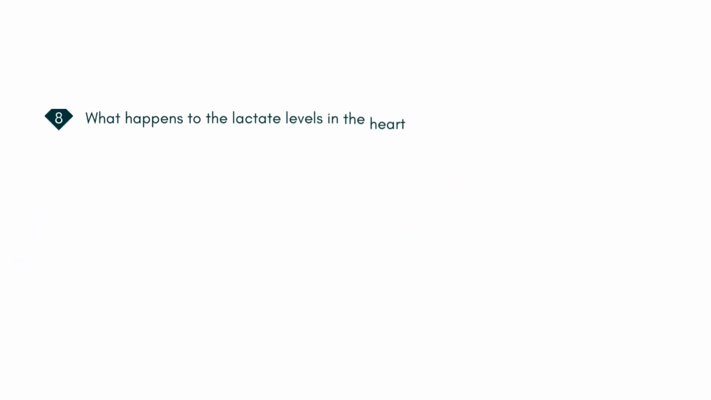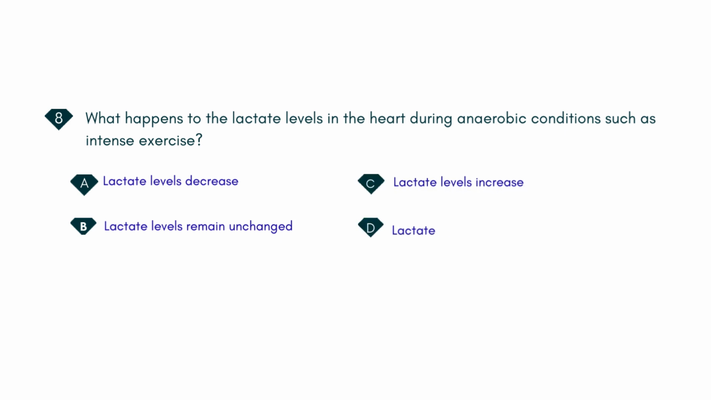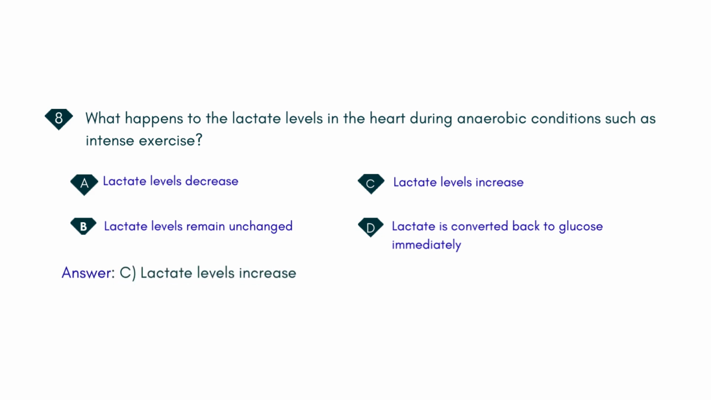What happens to the lactate levels in the heart during anaerobic conditions such as intense exercise? A. Lactate levels decrease. B. Lactate levels remain unchanged. C. Lactate levels increase. D. Lactate is converted back to glucose immediately. Answer C. Lactate levels increase.